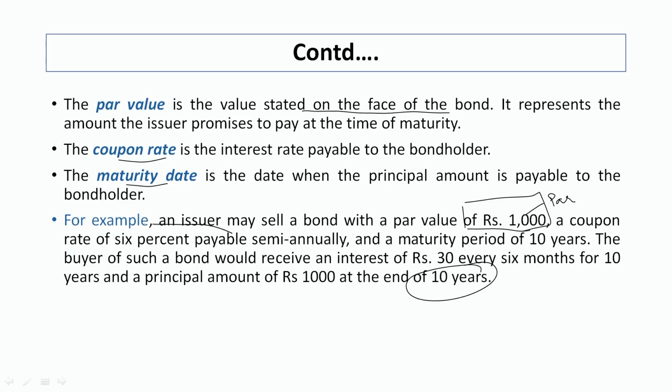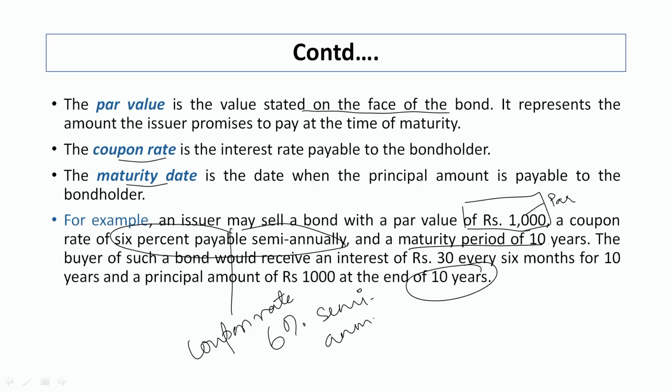Coupon rate is 6% paid semi-annually, and maturity period is 10 years. So, we have all the three things. We have par value, that is 1000 rupees, we have coupon rate, that is 6%, and we have maturity period, that is 10 years. So, in a particular bond certificate or whatever instrument, if the particular government, public sector undertaking or any other government institution or companies are issuing, they have to mention these three things in the bond document.